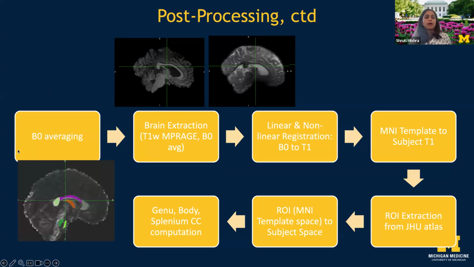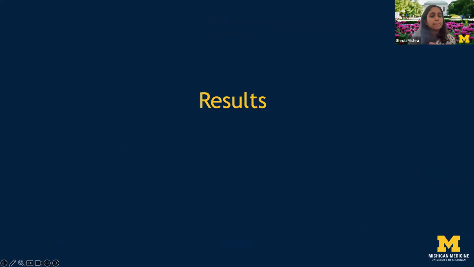and we aligned the diffusion to the subject T1 by using the b0 average image and brain extraction, and doing a combination of linear and nonlinear registration to register the subject space b0 to the T1 image. This yielded average microstructure measures in the genu, body, and the splenium for all of our parameter measures. This included our 4 DTI measures, our 3 kurtosis measures, and our 4 standard model measures.